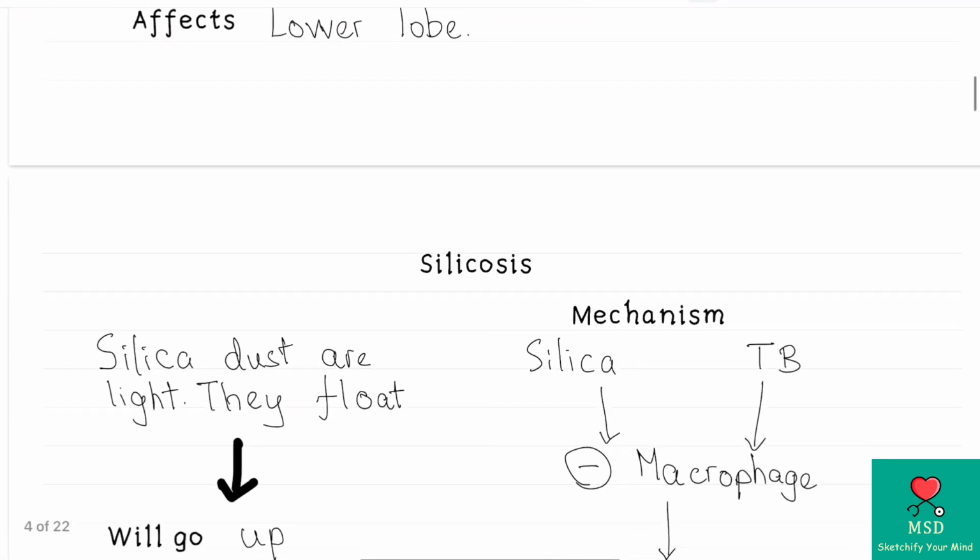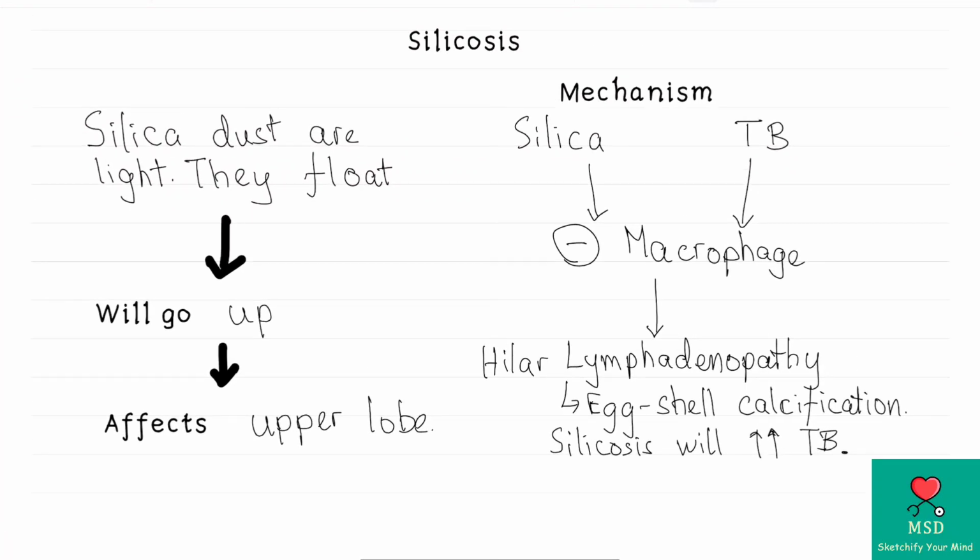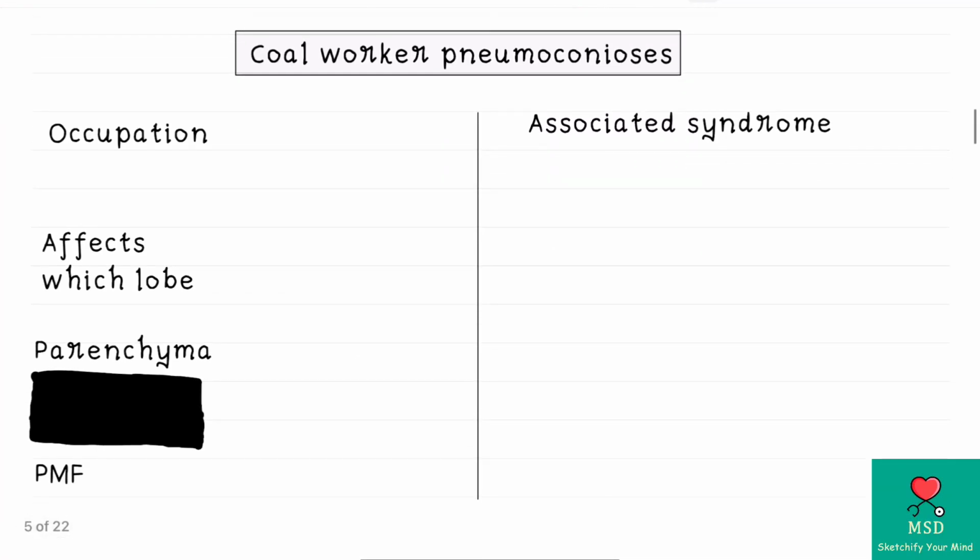Okay, so we saw these two. Now we will see coal worker pneumoconiosis. The occupation is coal miners. Now which lobe does it affect? Coal dust is also light, so this also affects the upper lobe. Parenchymal involvement is seen, and PMF, progressive massive fibrosis, is also seen, something like silicosis only.